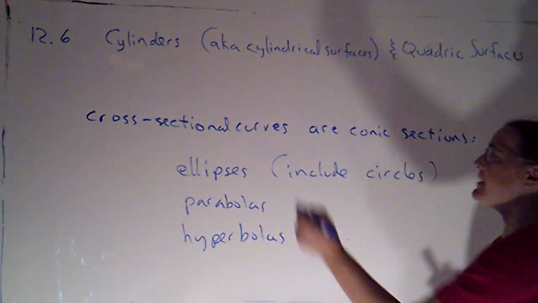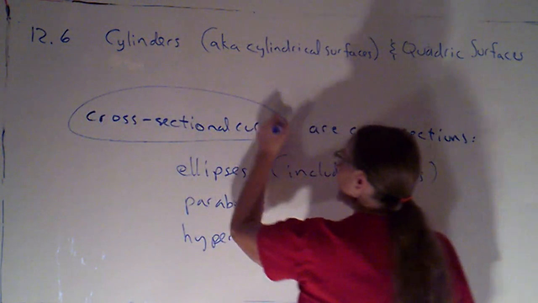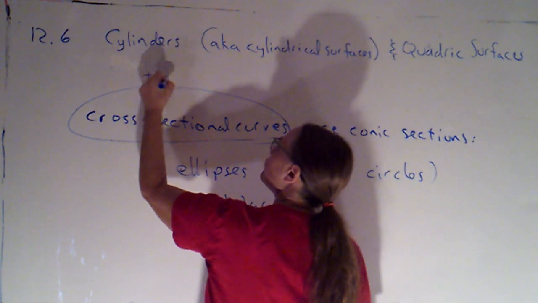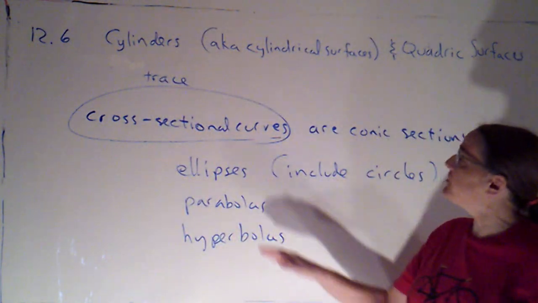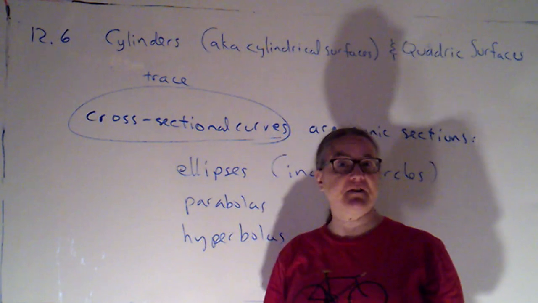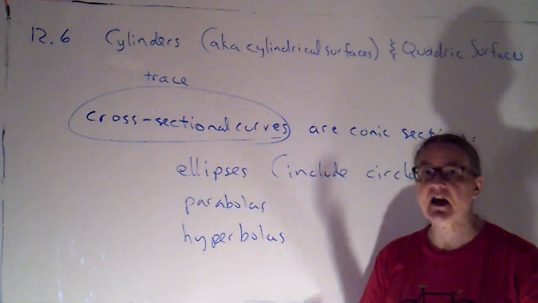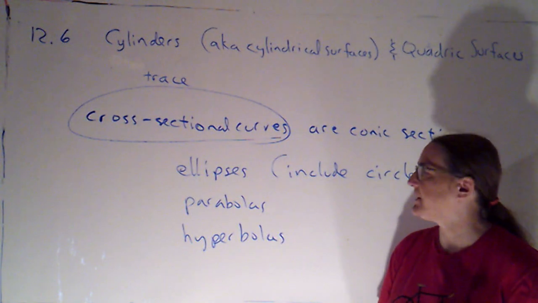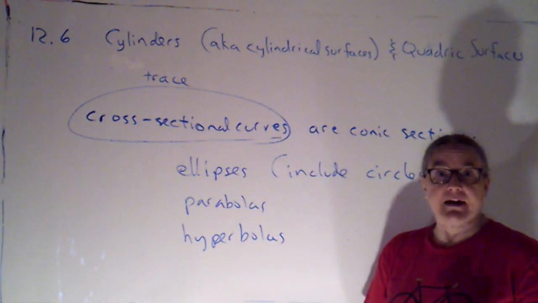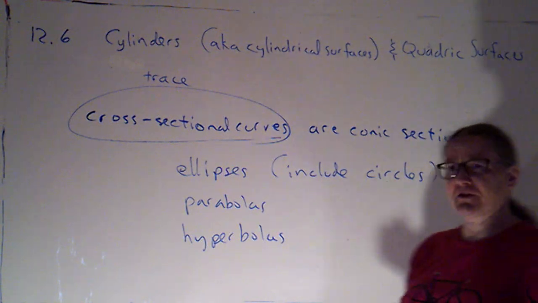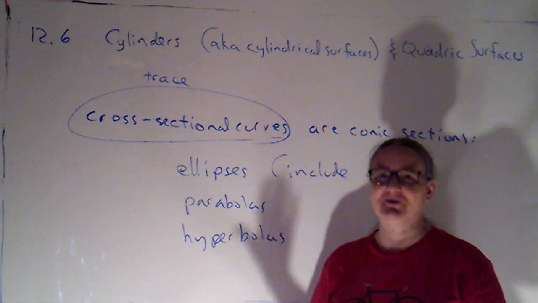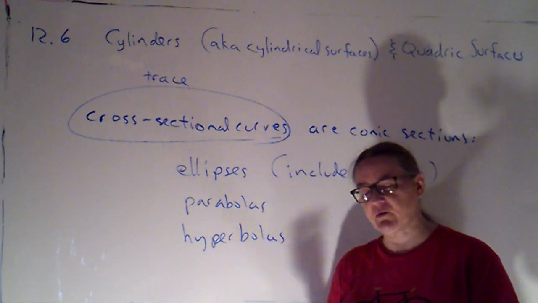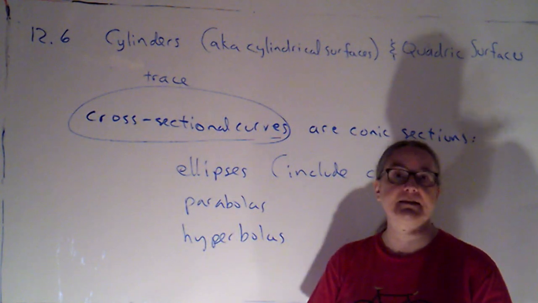All right, and these cross-sectional curves, another word for that is the trace. So if I were to ask you to draw a trace of a surface in the xy plane, you'd be drawing the curve of intersection of that surface with the xy plane. All right, now this whole notion of a quadric surface is going to make a lot more sense when we start looking at examples, and that's what we'll be doing in the rest of the videos for this section.